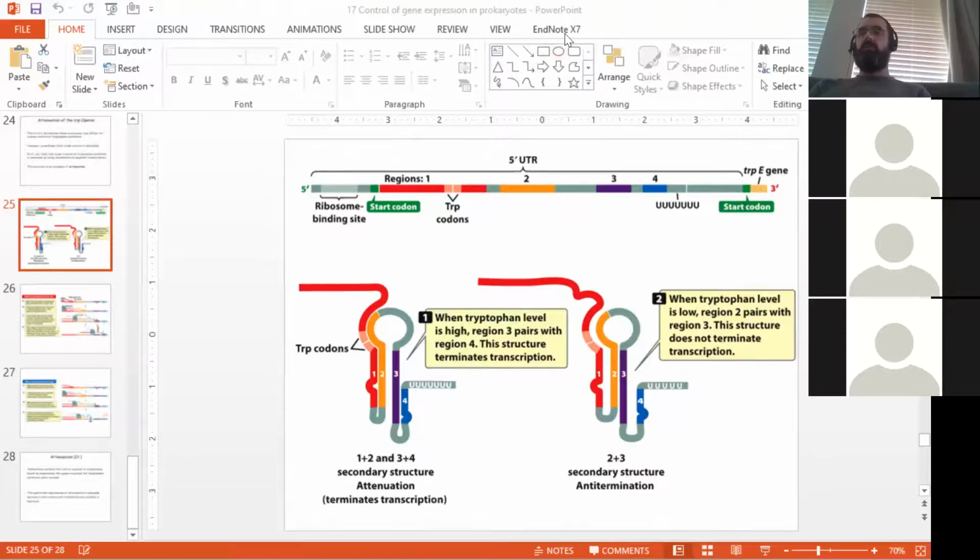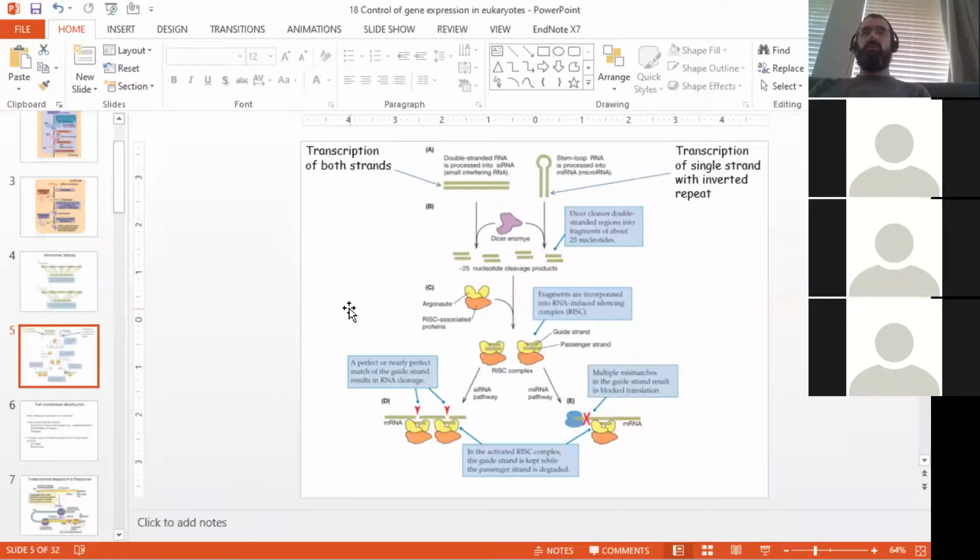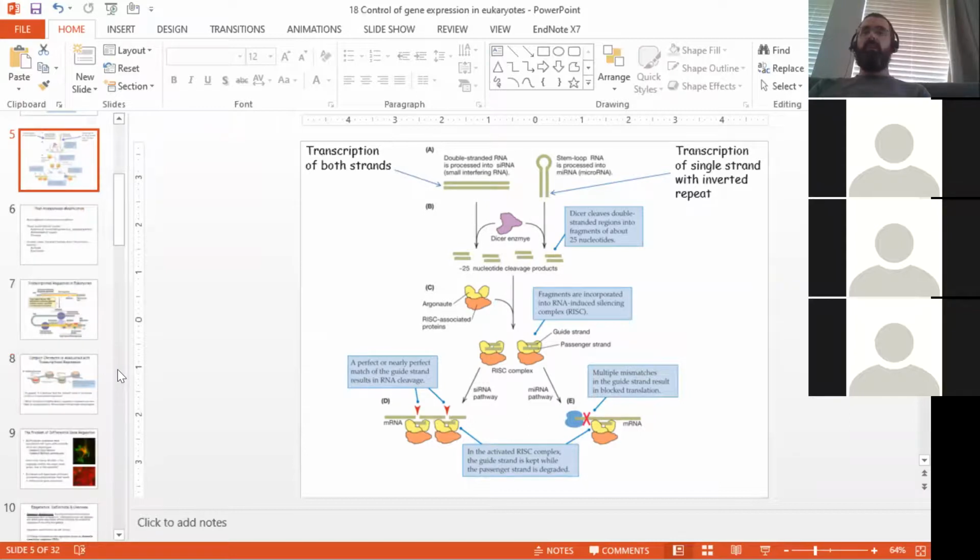So, question one, I should have reorganized it in the meantime. Been meaning to mix this around a little bit.